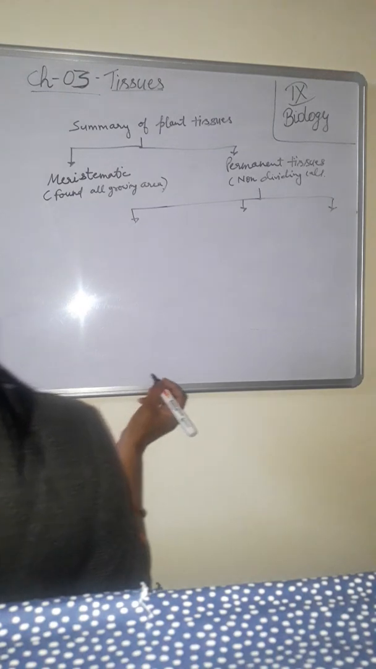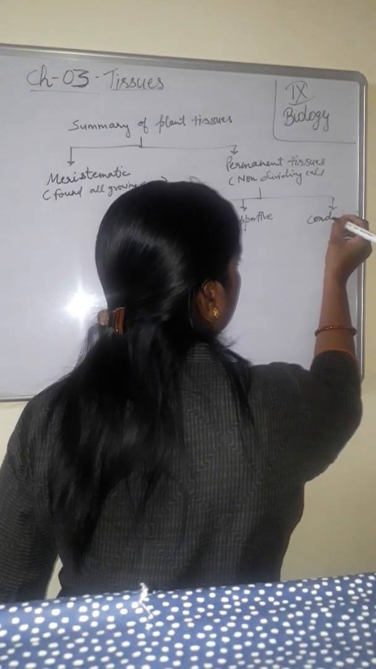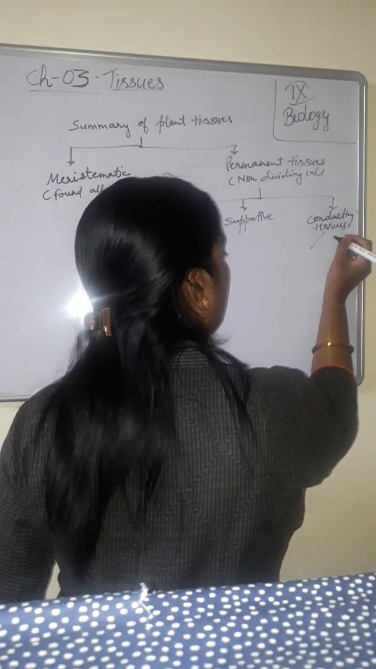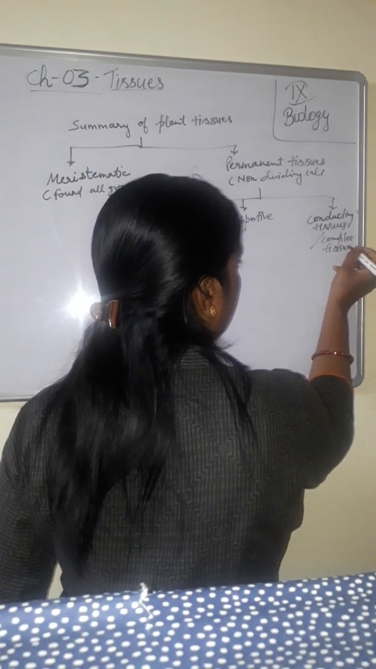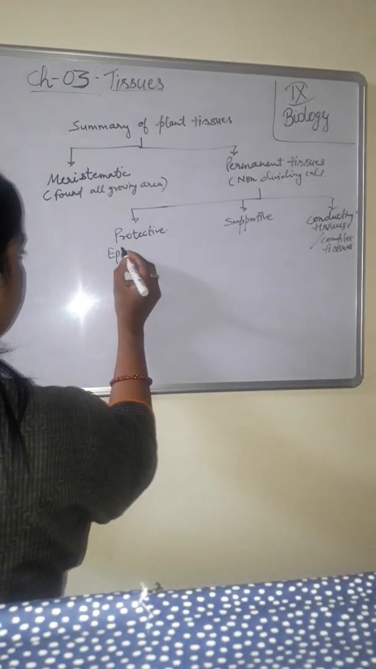On the basis of their function they are of three types: protective tissue, supportive tissue and conducting tissue, also called complex tissue. Okay, protective tissue is simple epidermis at the surface of the root, stem and leaf. It is a simple epidermis.